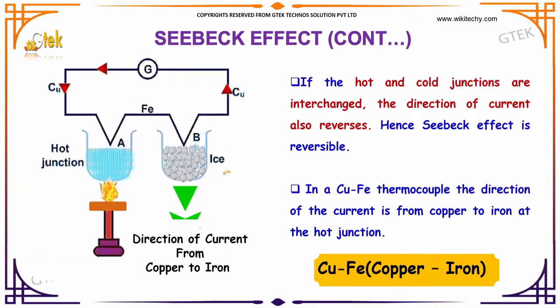So here is an implementation of the Seebeck effect. You can see there is a hot junction here and a cold junction here. If the hot and cold junctions are interchanged, the direction of current will be reversed. So the Seebeck effect is reversible. In a copper and iron thermocouple, the direction of current is from copper to iron at the hot junction.